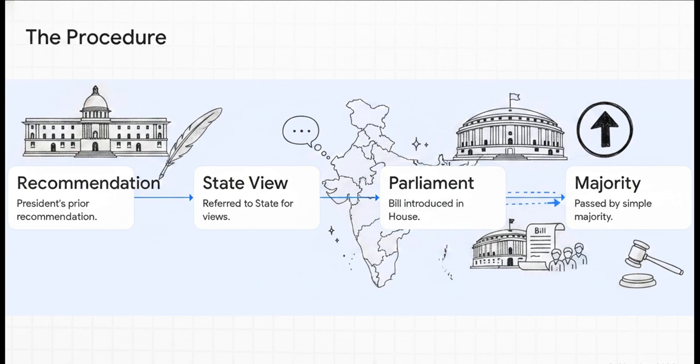Step 1. A bill calling for the formation or alteration of a state can only be introduced in Parliament with the prior recommendation of the President. Step 2. If the bill affects the area, boundary, or name of a state, the President has to refer it to the concerned state legislature so they can express their views within a set time limit. Step 3. The bill goes to Parliament. And Step 4. It gets passed by a simple majority.